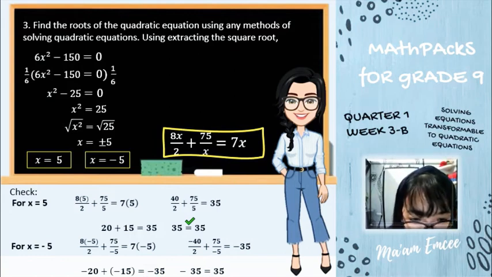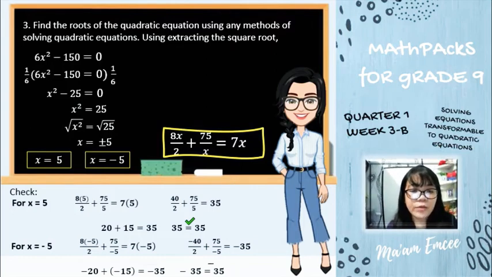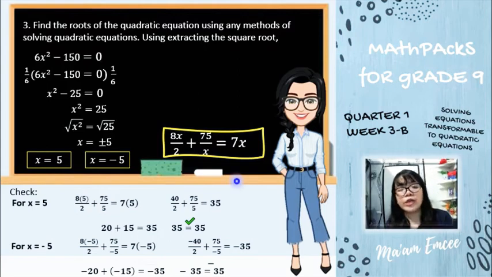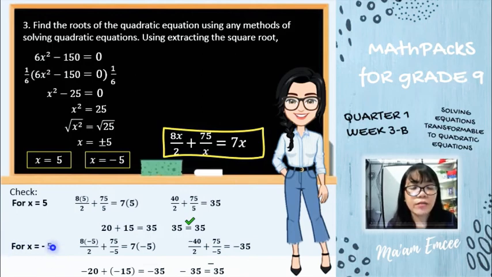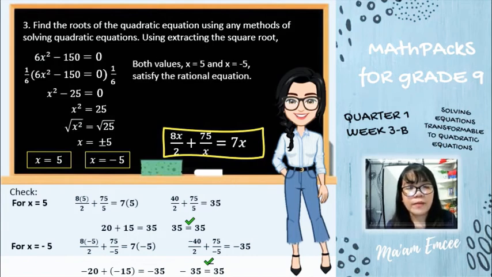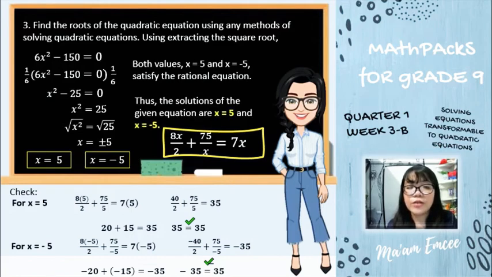So let me put a negative sign here because this should be negative 35. So negative 35 is equal to negative 35, or both sides of the equation are equal. So we can say that x is equal to negative 5 satisfies this equation. Thus, x equals negative 5 is also a solution for this original equation. So both values, x is equal to 5 and x is equal to negative 5, satisfy the rational equation. Thus, the solutions of the given equation are x is equal to 5 and x is equal to negative 5.